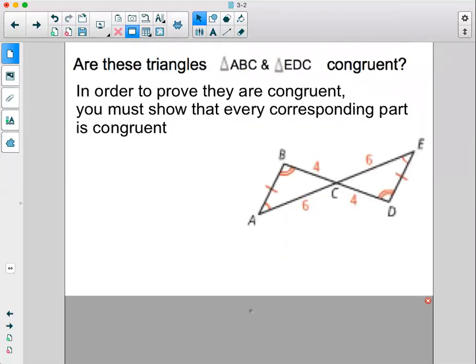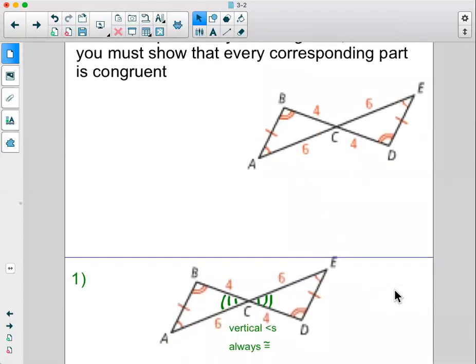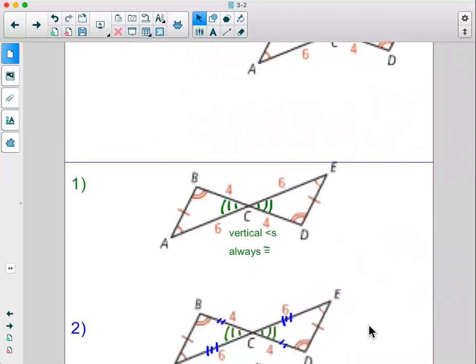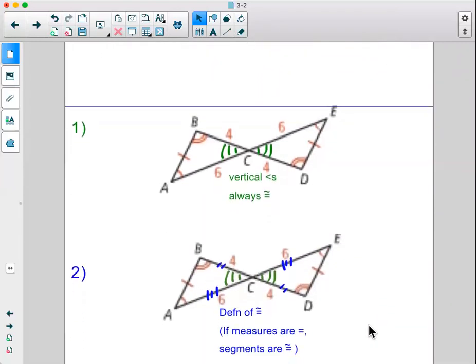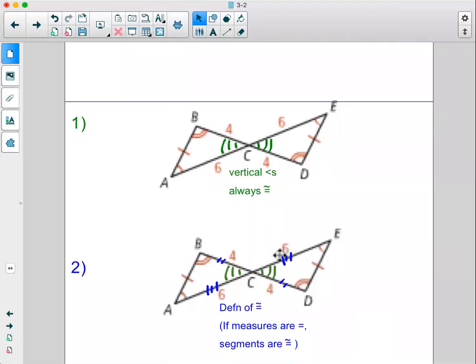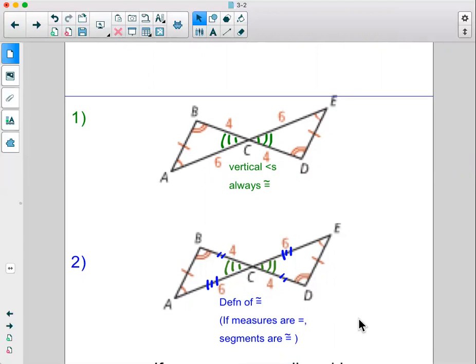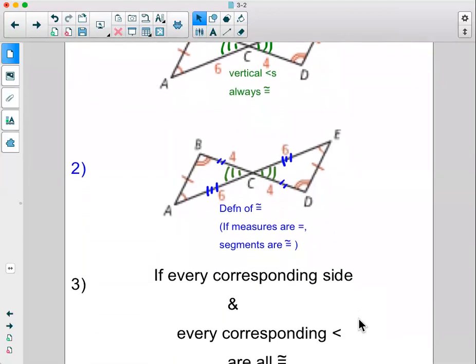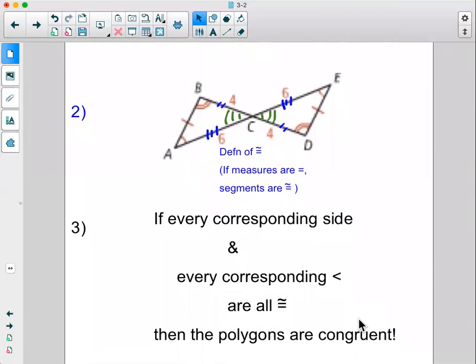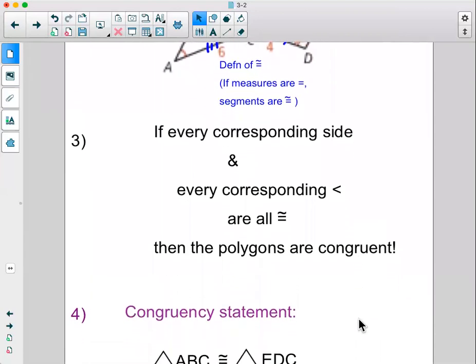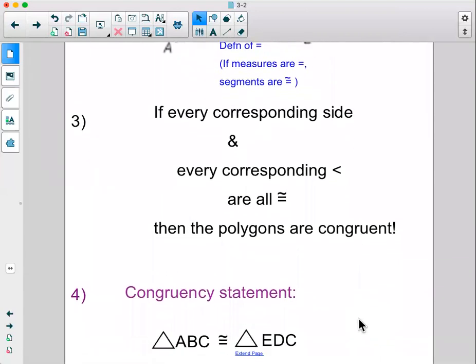So pause and decide if you're allowed to write a congruency statement, and if so, write one. The first thing to know is that vertical angles are always congruent. The next thing to decide to mark is that the definition of congruency says that if I have the same length, I can say that I'm congruent. And now you can see that every corresponding side and every corresponding angle are all congruent. And so we can conclude the polygons are congruent, and we can write the congruency statement.